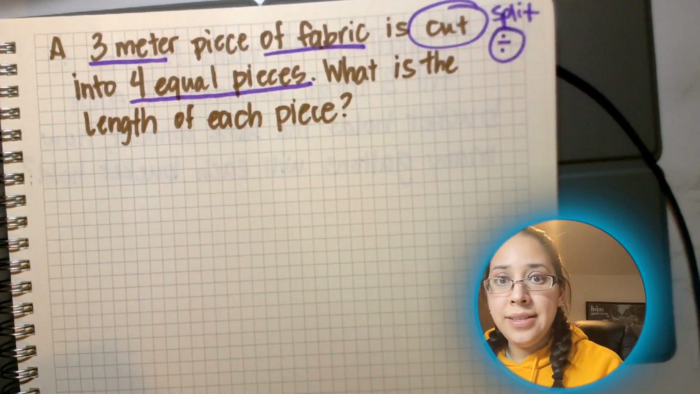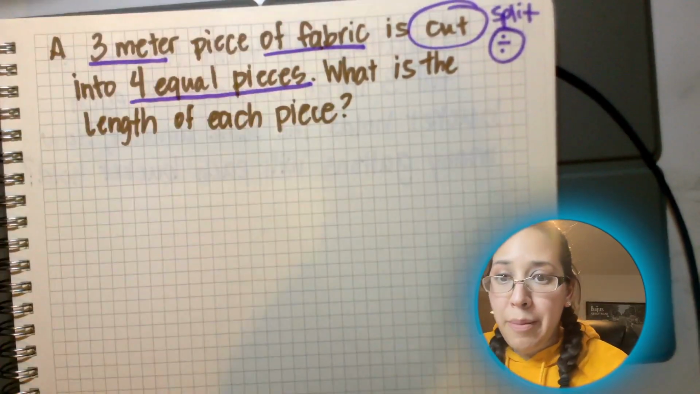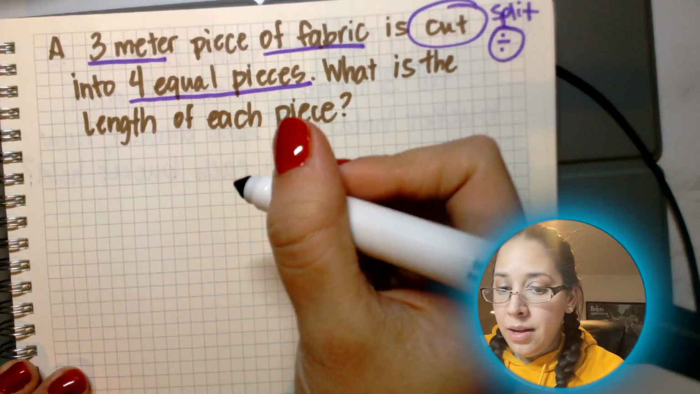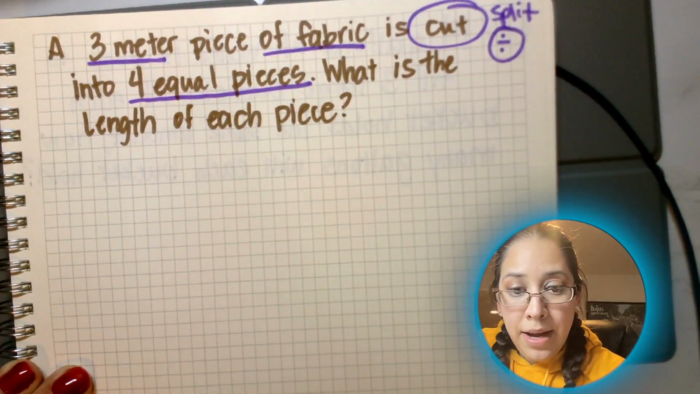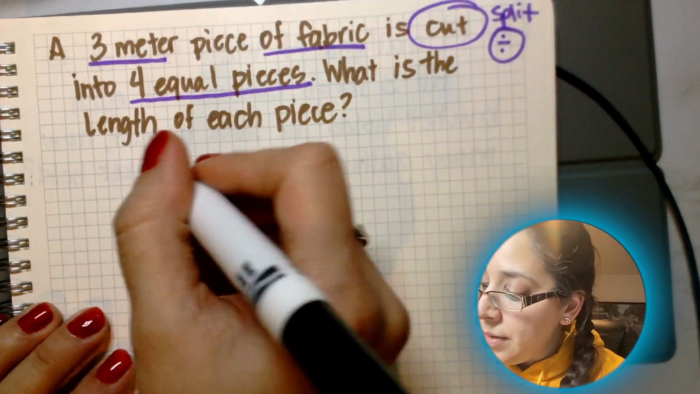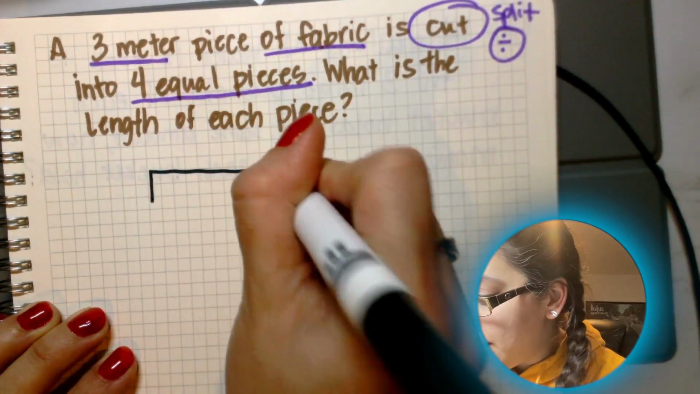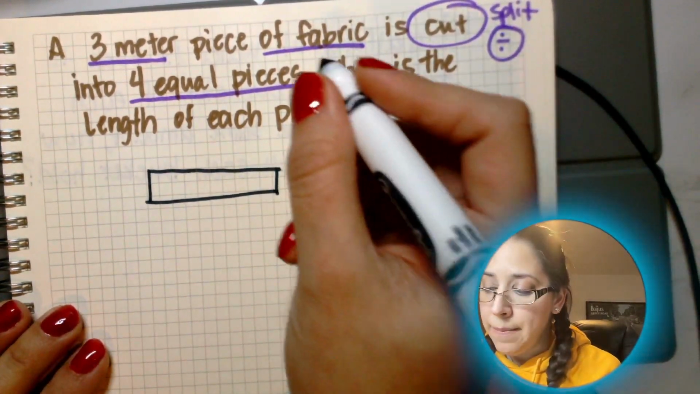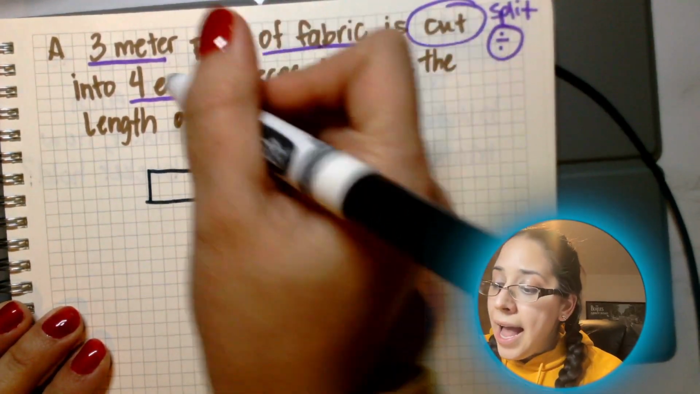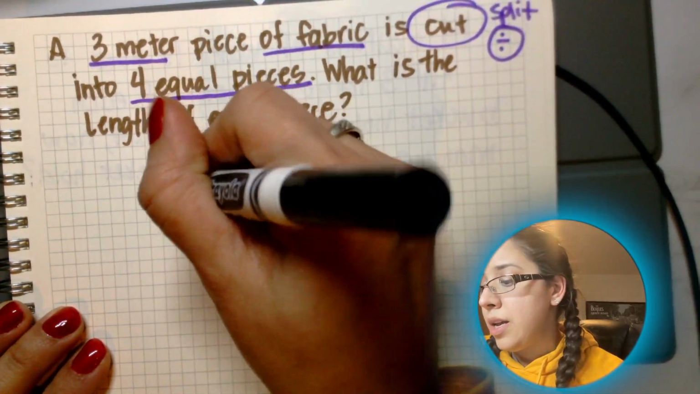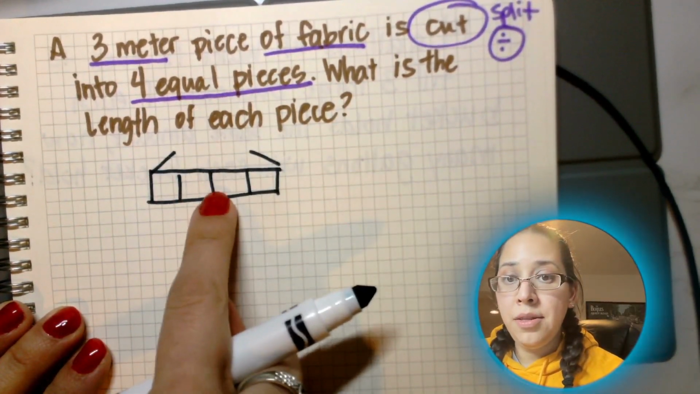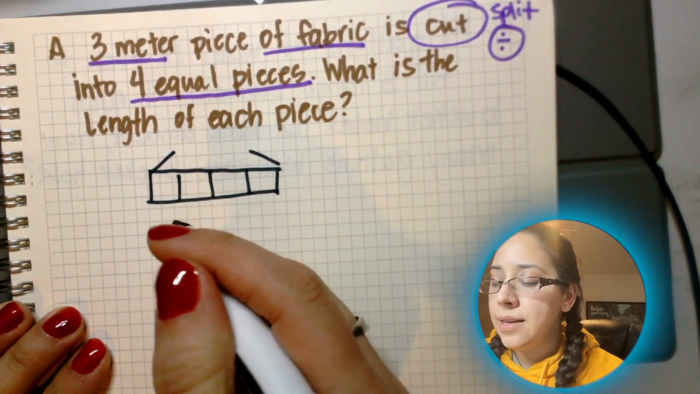To do this, I'm going to grab my black here and start with my tape diagram. So for my tape diagram, I am going to show you that I have this piece of fabric. Okay, your tape diagrams don't have to be perfect. Clearly mine is not. That's okay. And I'm cutting it into 4 equal pieces. All right, so there's my 1, 2, 3, 4 equal pieces.